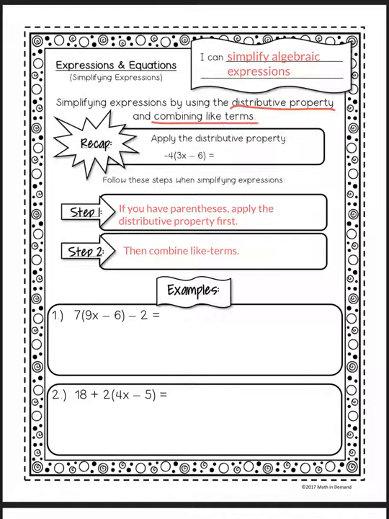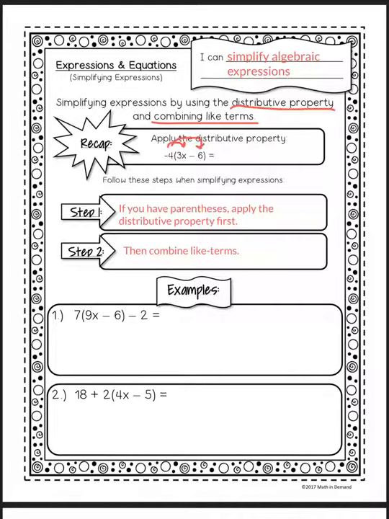Okay. So again, if we look at the recap problem, I notice that there are parentheses. Inside the parentheses, I have a 3x minus 6. I cannot combine those, but I can multiply everything on the inside of the parentheses by the negative 4, which is on the outside of the parentheses.